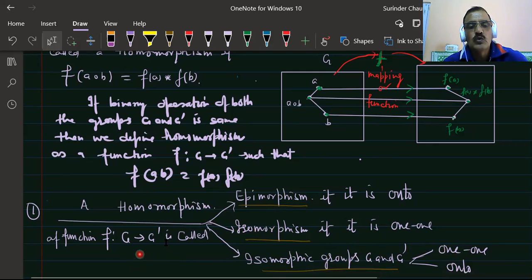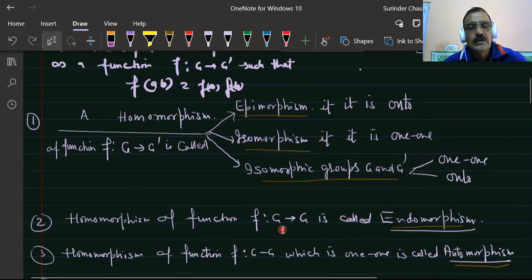But if this mapping from G to G dash is homomorphic and onto, it is called epimorphism. If this mapping f from G to G dash is a homomorphism as well as one-one, it is called isomorphism. Now, if the mapping is from G to the same G, if a mapping from G to G is a homomorphism, then this mapping is called endomorphism.